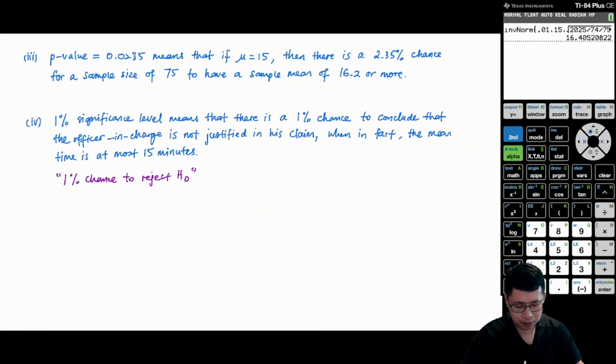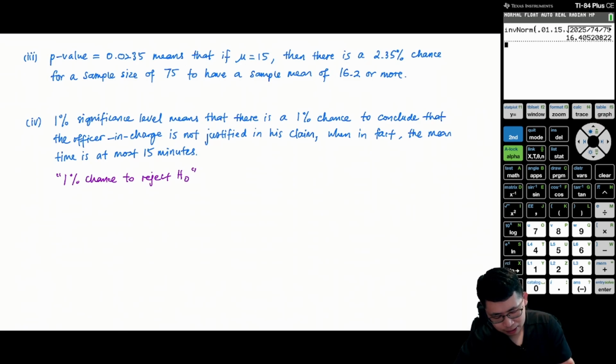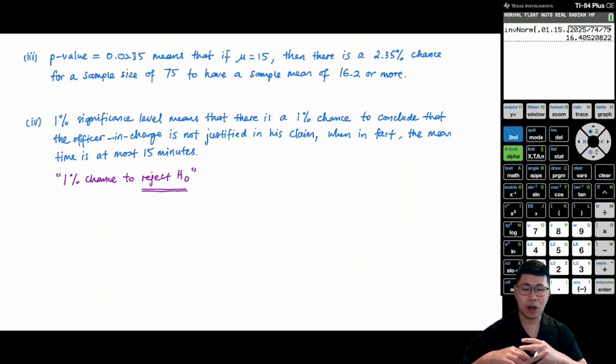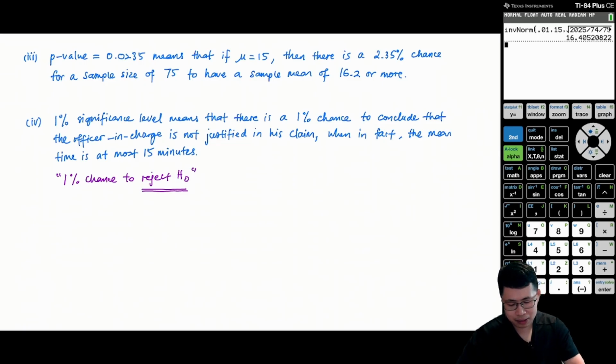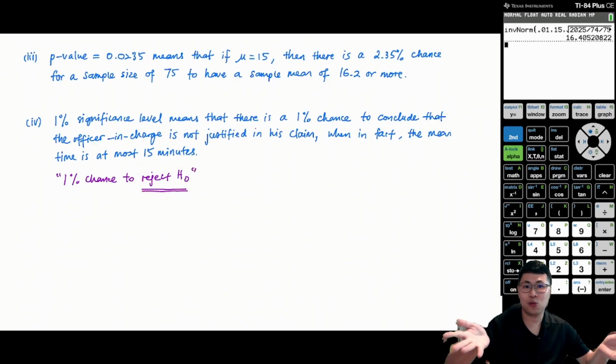The phrasing is such, it means that there's a 1% chance to conclude that the officer in charge is not justified in his claim when the time is at most 15 minutes. The significance level is a 1% chance to reject our null hypothesis, which is the process that we did earlier, and we just need to explain what rejecting the null hypothesis means. It is to say that the officer in charge is not justified in his claim. So it's mainly just to replace what this is. Hopefully this gives you a much easier way to explain what is p-value and significance level.